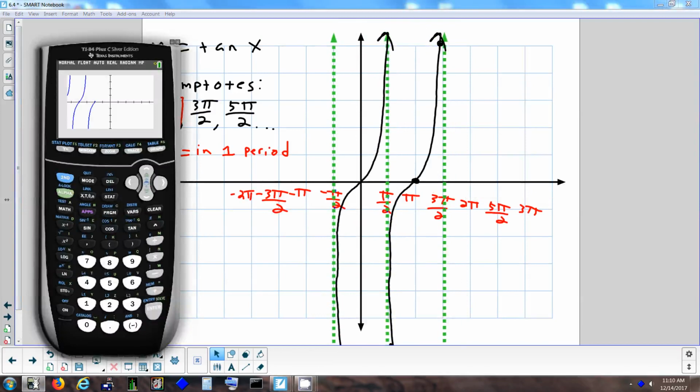What's happening on the left is I'm cutting off part of a section, but you can see the curves that you get. The middle section on the screen goes right through the origin, and that's exactly what mine does. So that's what the graph of tangent looks like. Any question on that?